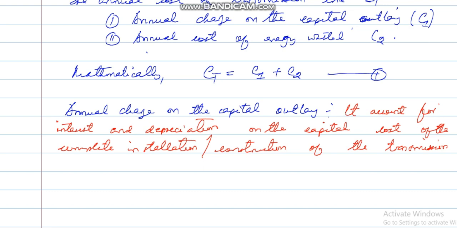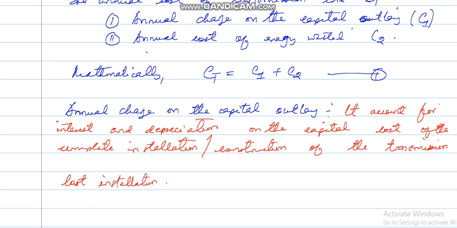Kwa hiyo tunajua kwamba sasa tunataka to provide mathematical model ya annual charge on the capital outlay. Kwa hiyo wakati wa construct, the cost of construction of transmission line, the cost of construction au installation tunaweza kuita hivyo.